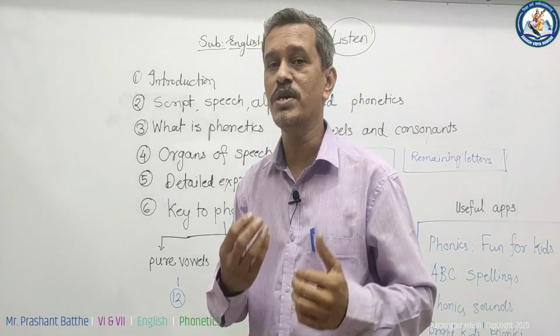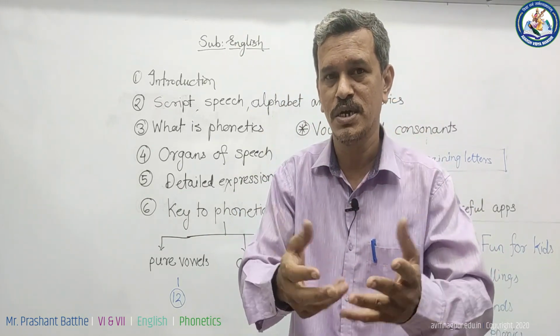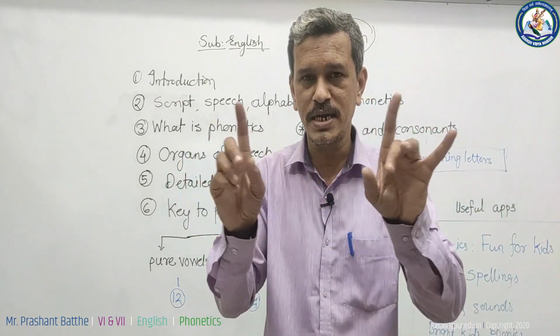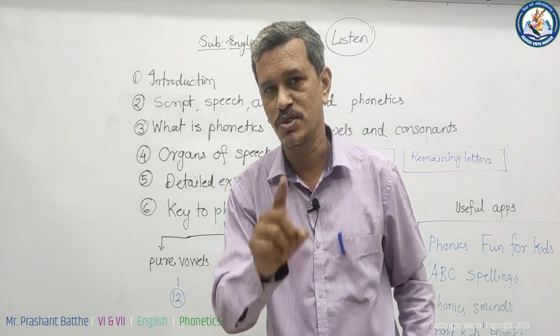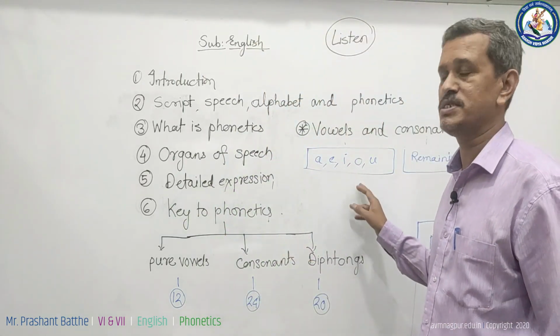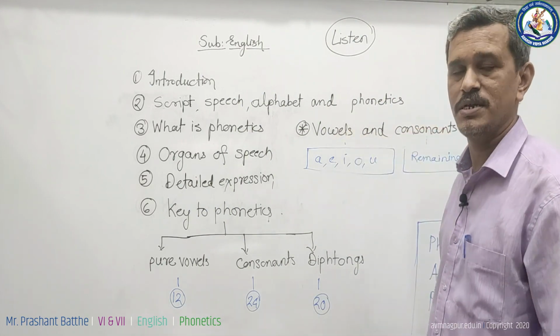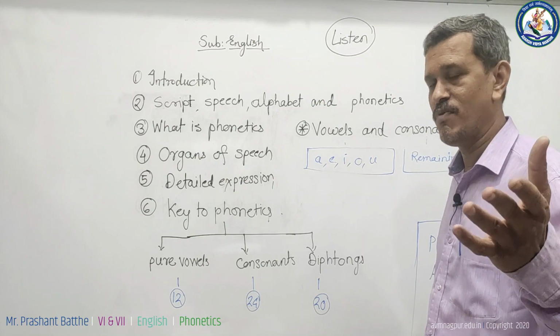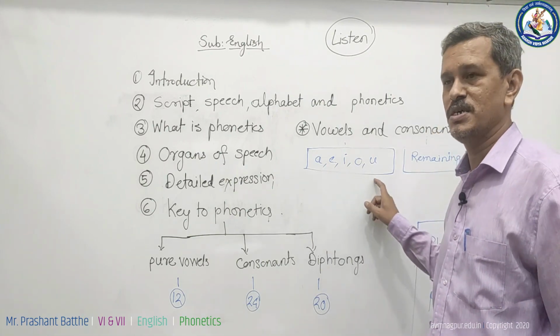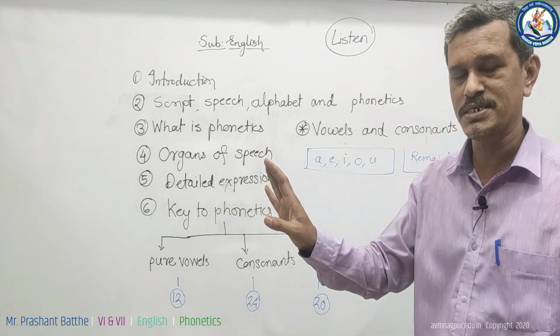So there are some words or letters which you can produce without any disturbance, and those are called the vowels. If you want to just come to the next point, vowels and consonants. Now, what are the vowels? The vowels are the ones which you can produce through your mouth without any disturbance.